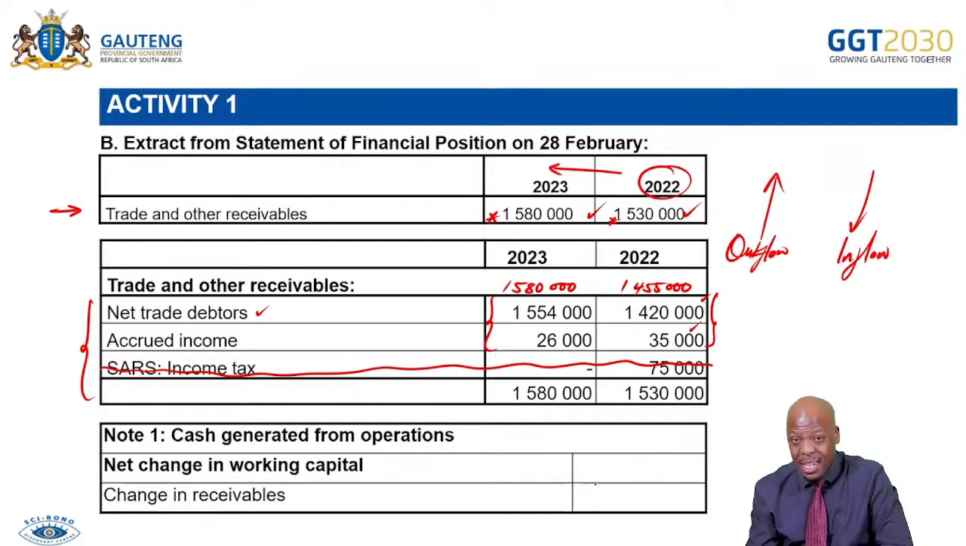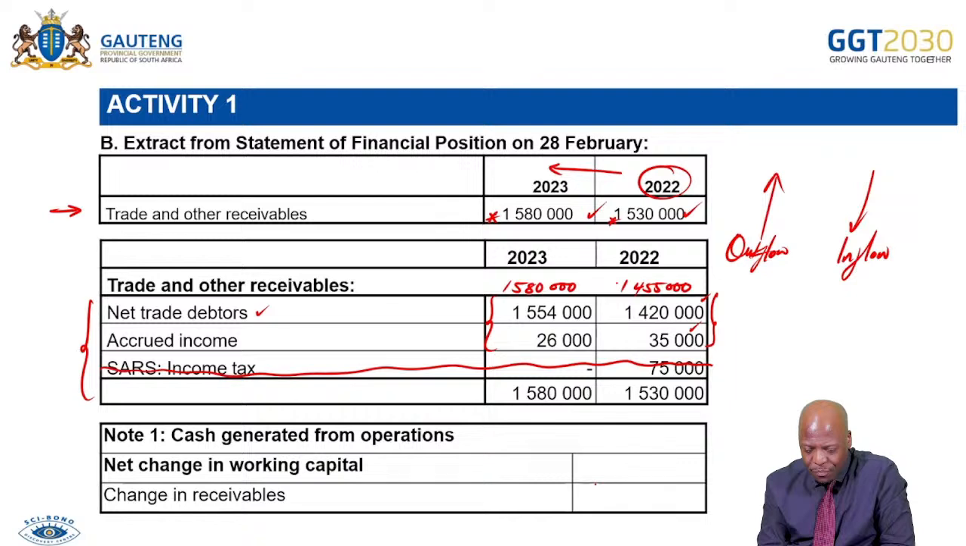Remember what I said about the decrease. When your debtors are decreasing, it means your debtors are paying. And when they are paying, it's cash inflow. So what do we see here? We see an increase. So I know it's a change. I'm just going to come in and say increase in receivables.